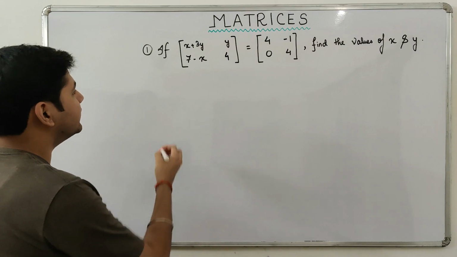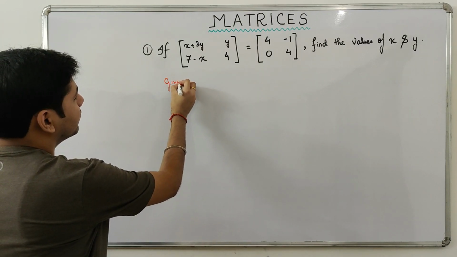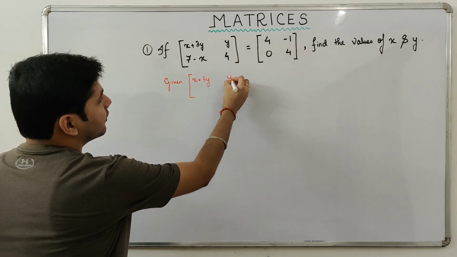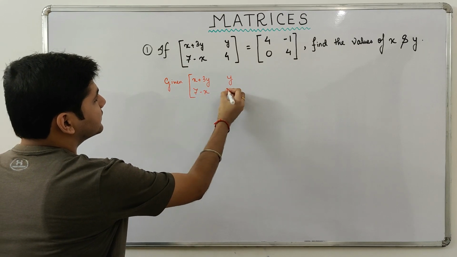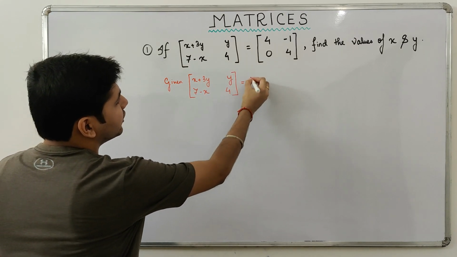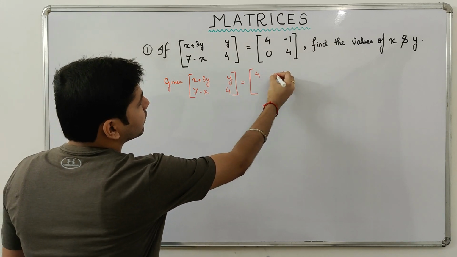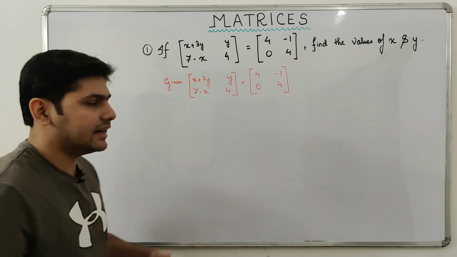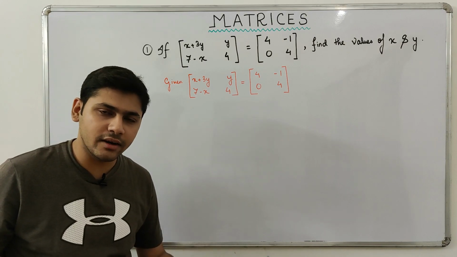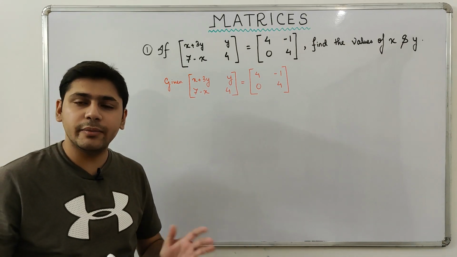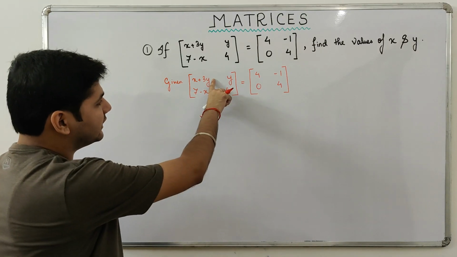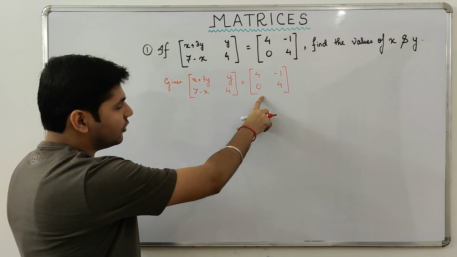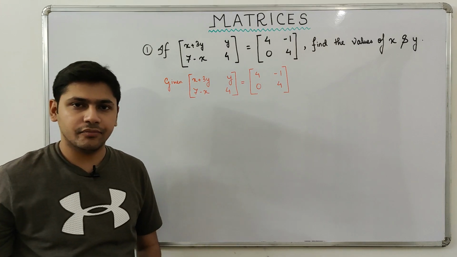So first, let me write what is given. Given x plus 3y, y, 7 minus x, 4 is equal to 4, minus 1, 0, 4. Now, as I told you, if two matrices are equal, then all the corresponding elements will be equal. So, x plus 3y will be equal to 4, y will be equal to minus 1, 7 minus x will be equal to 0, and 4 is equal to 4. You can see it.